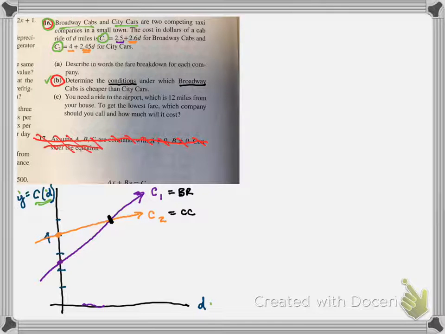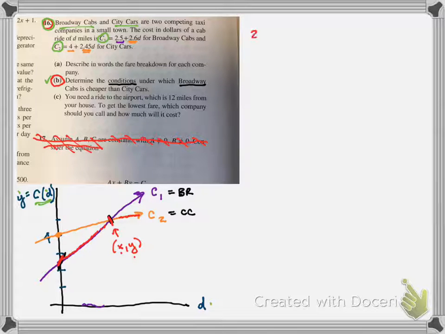Well, Broadway Cabs is cheaper from this x value, let me change colors, from this x value out to this x value. We can see that it is less than the cost of City Cars. And then once you get beyond that, City Cars becomes cheaper. So I need to find my point of intersection. This is x, y, or d, c of d. We do that by setting the two functions equal to each other.